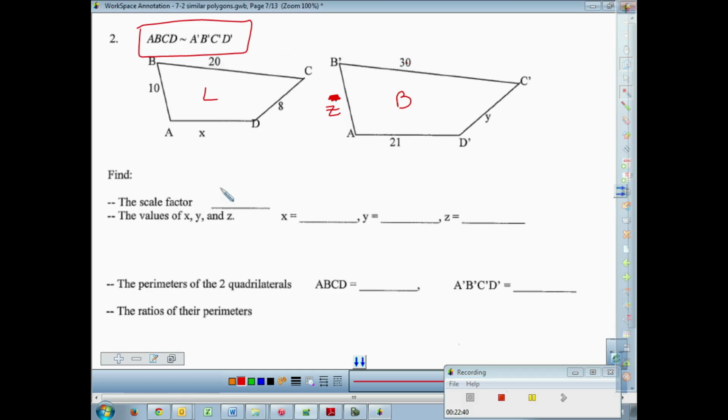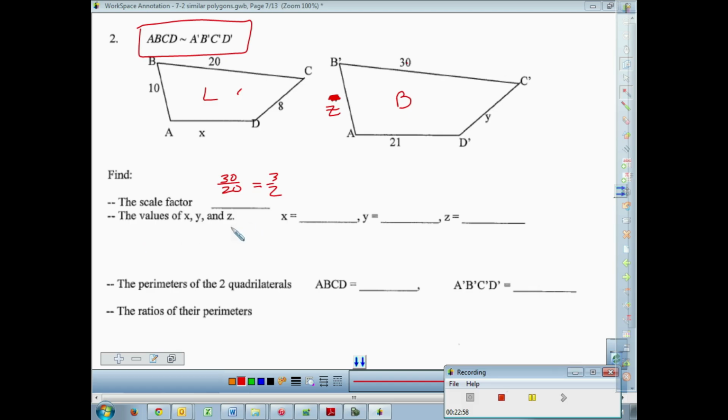We got the 30 and the 20, so that'd be 20 over 30 or 30 over 20? We're going to do big over little every time. Could you do it the other way around? Of course you could. I just want us all to do it the same way. Does that make sense? So can 30 over 20 reduce? To what? 3 over 2.